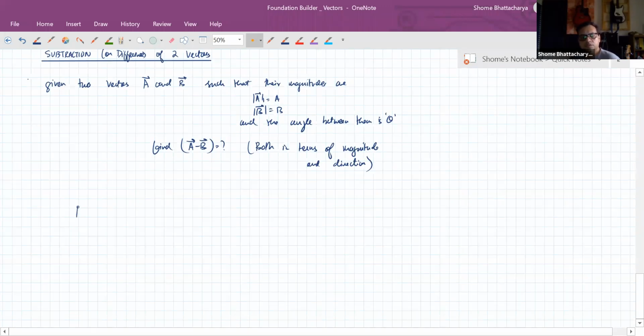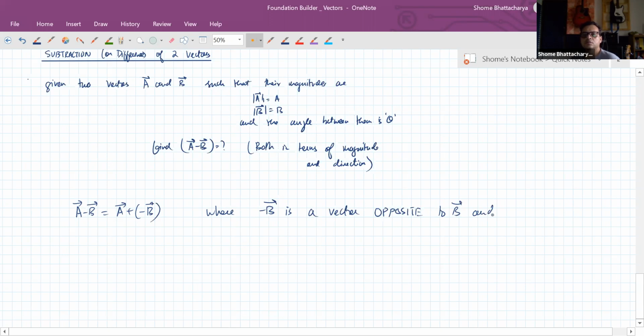So what we do is we interpret A minus B as the sum of A plus the negative of the vector B, where minus B is a vector opposite to the vector B and of the same magnitude. So its direction is opposite and its magnitude is the same.